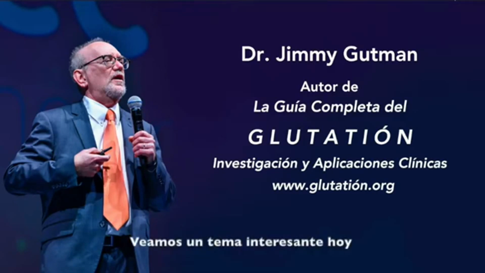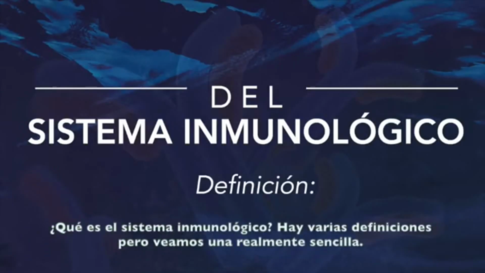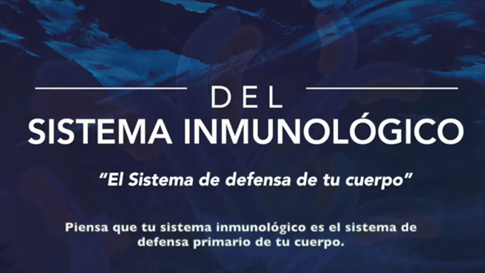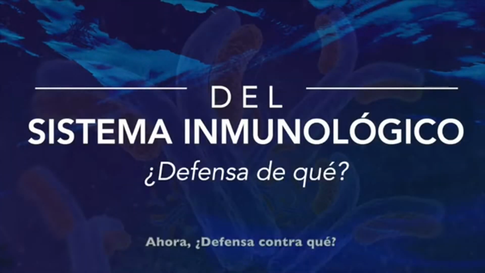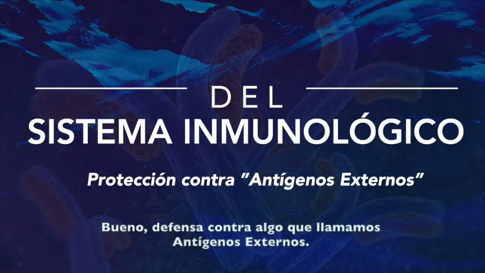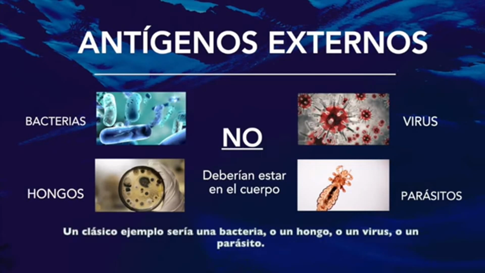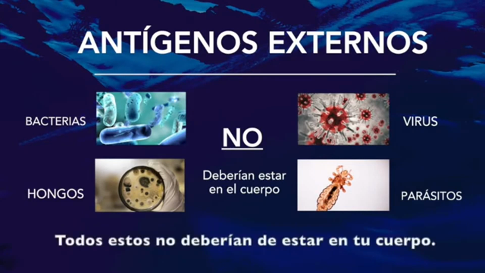Let's look at an interesting topic today, the immune system. What is the immune system? Well, there's so many definitions, but let's look at a real simple one. Think of your immune system as your body's primary defense system. Now, defense against what? Well, defense from something we call a foreign antigen. Classic examples would be a bacteria, or a fungus, or a virus, or a parasite. All of these are not supposed to be in your body.